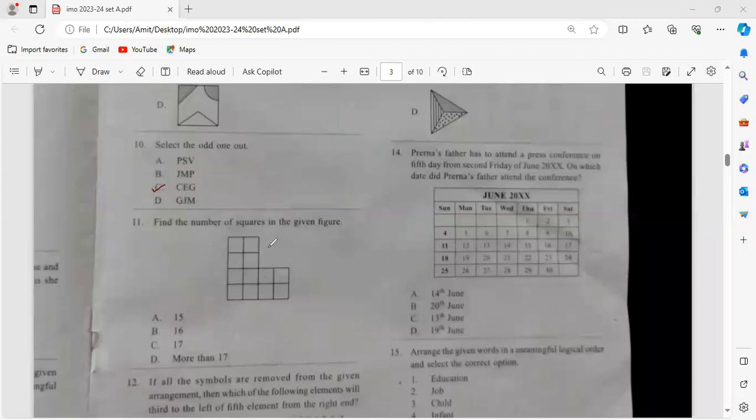Let's go to question 11. Find the number of squares in the given figure. So you have 1, 2, 3, 4, 8, 9, 10, 11 and 12. And then you have 13, 14, 15, and you have this one which is 16, and this one which is 17. So it will be option C. Let's move on.